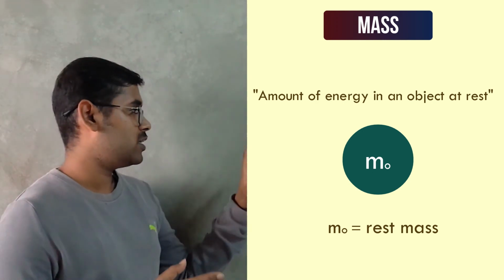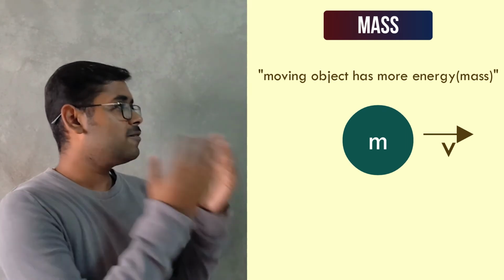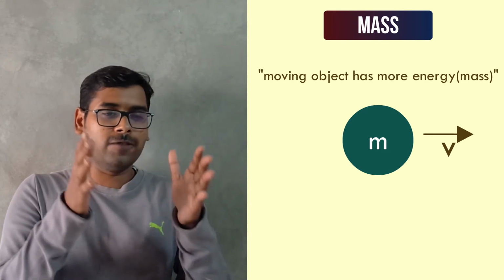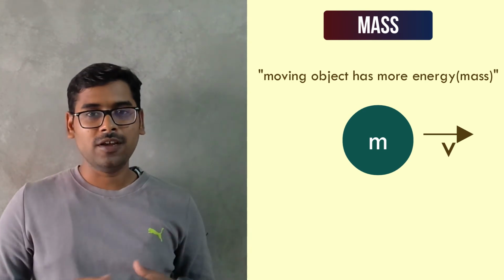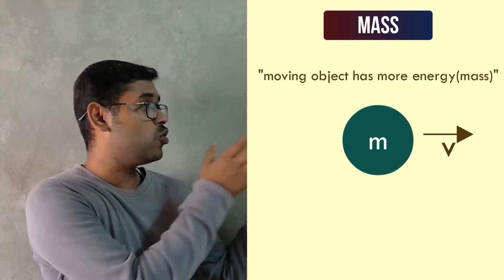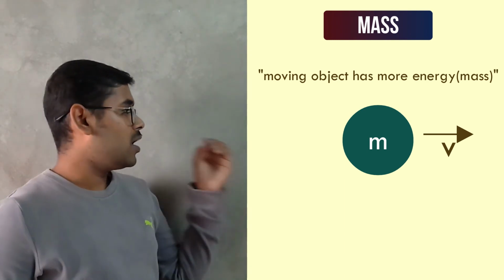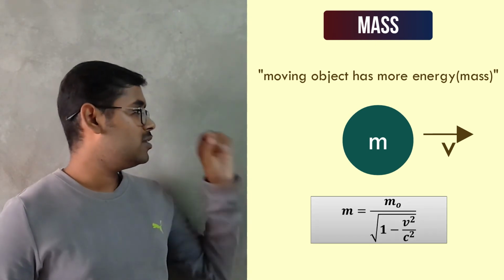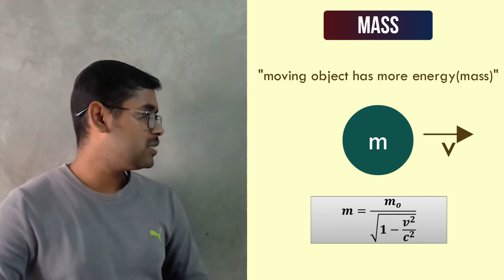Now, when the same object starts moving with, let's say, velocity v, it will have more energy, right? It will have additional kinetic energy. Now, energy of that object is more compared to when it was at rest. In other words, I can say that mass of the object is more when it is moving compared to its mass when it is at rest. So, mass of an object moving with velocity v is given by m0 divided by under root 1 minus v square divided by c square.